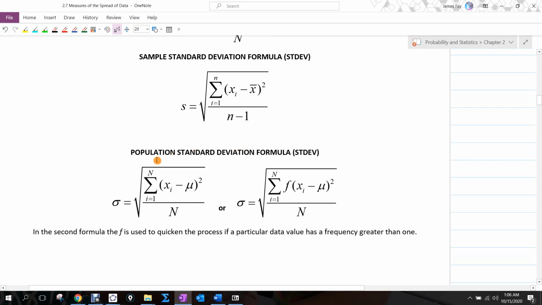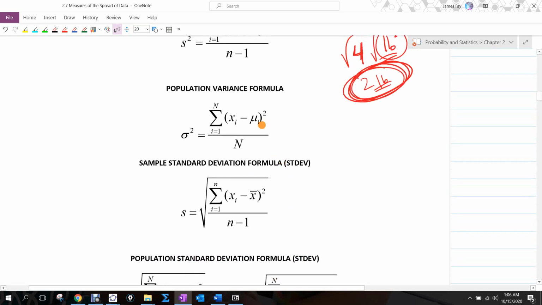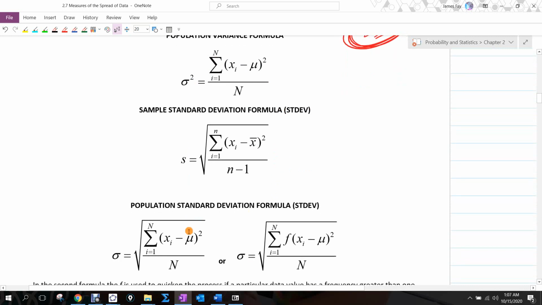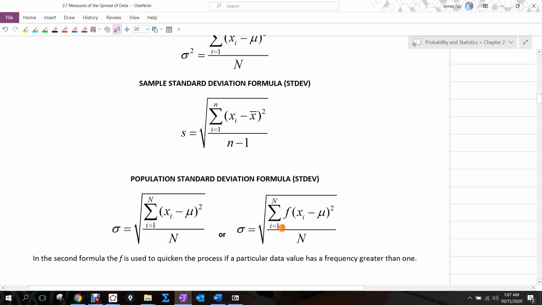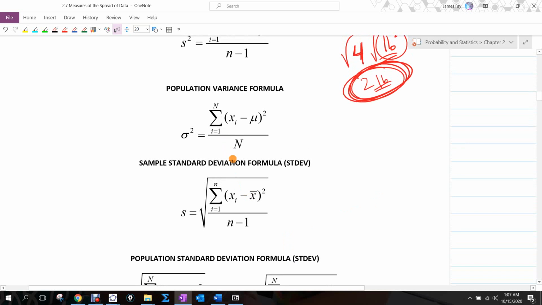Here's the population standard deviation formula. So it's the same as the variance, but we take the square root. This one here says, in the second formula, the F is used to quicken the process if a particular data value has a frequency greater than 1. So you don't necessarily need this, and we could do the same thing up here with this one. We could put an F there if we needed to in the sample.